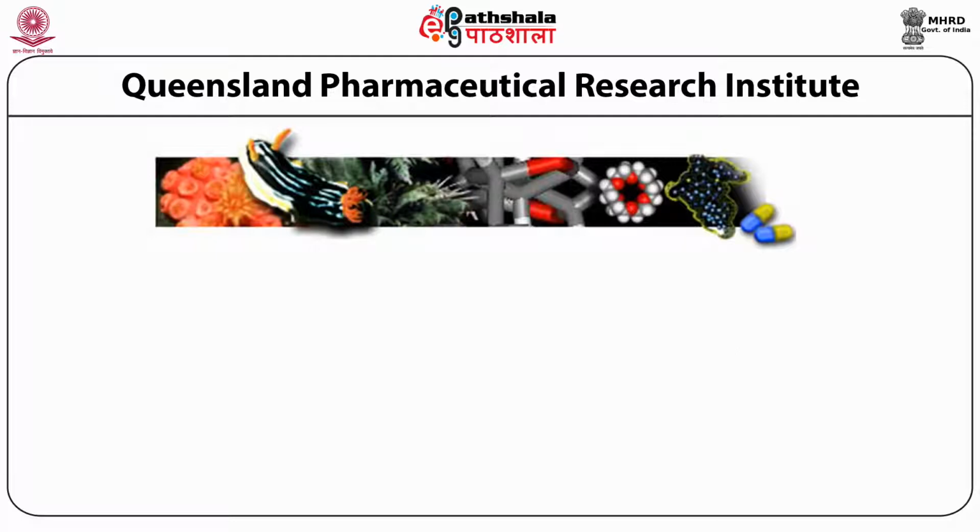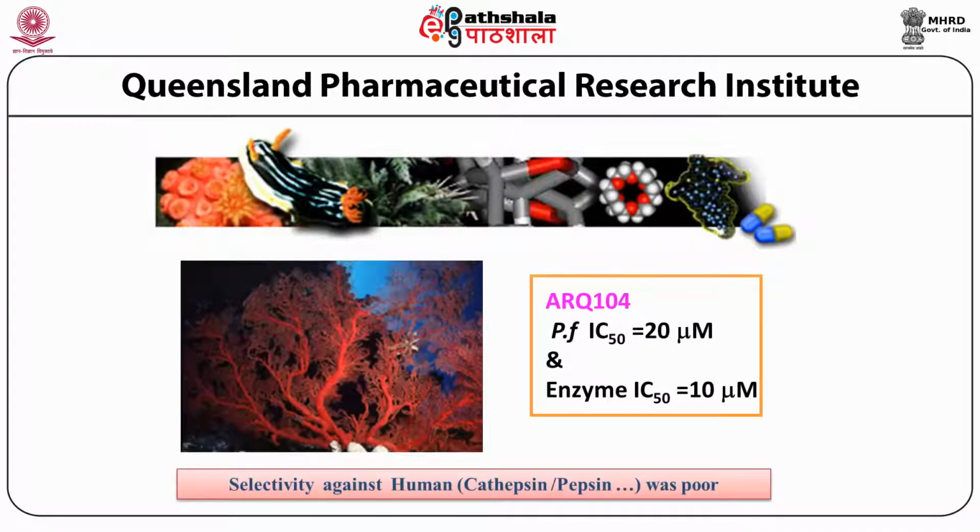They scanned these compounds, and I was working with AstraZeneca at that time, and we identified a compound called ARQ104. What we figured out is that for plasmodium inhibition it is 20 micromolar, and for enzyme inhibition it is 10 micromolar. So the compound is not very bad or very poor.